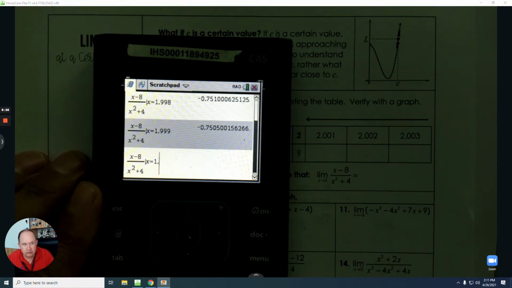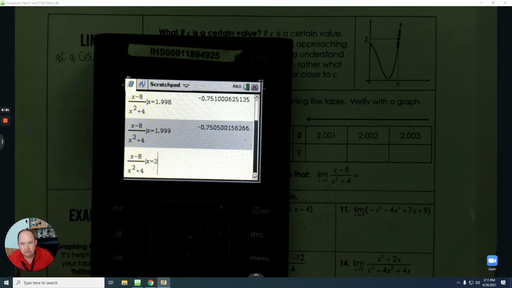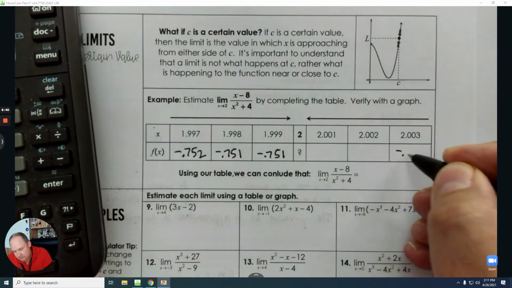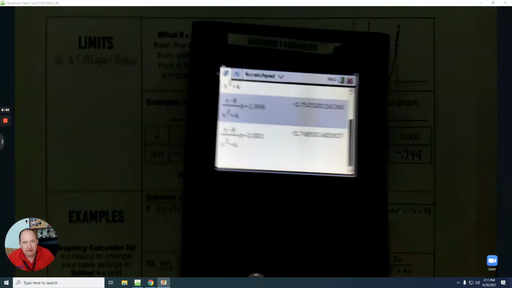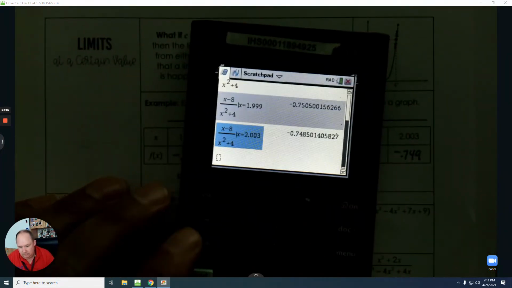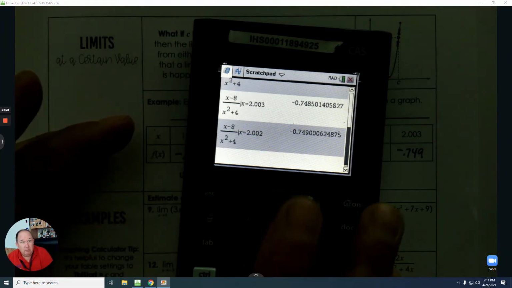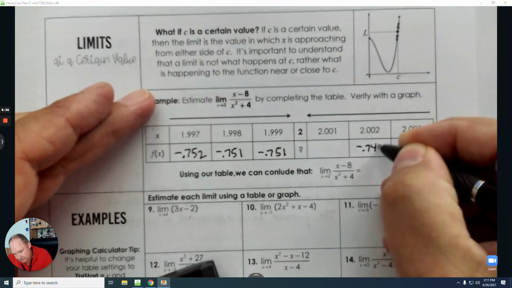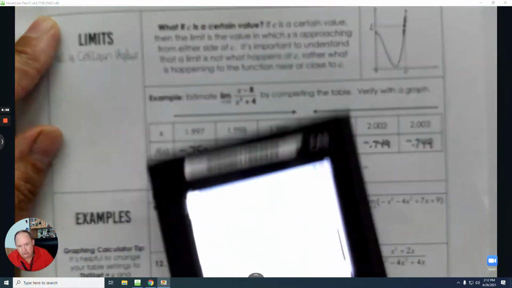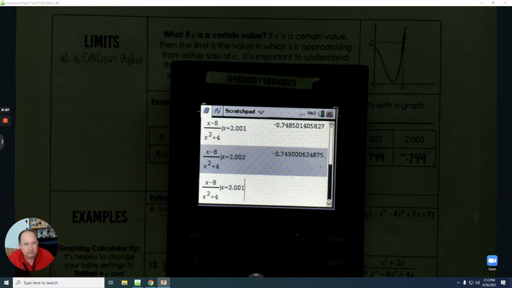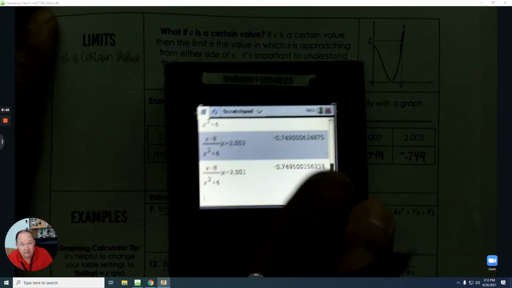So 2.003. That's negative 0.749. I'm going to do it again. That's negative 0.749. Then do it again, 2.001. Negative 0.750 if you round it.